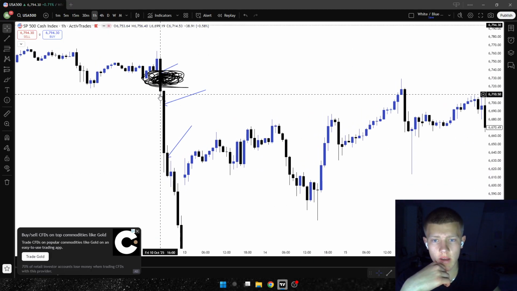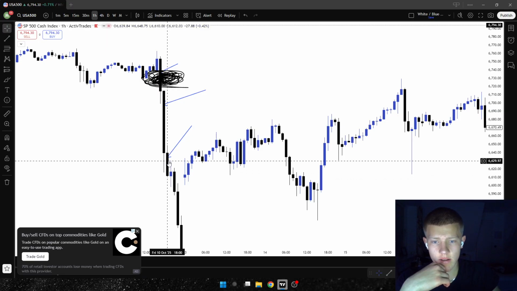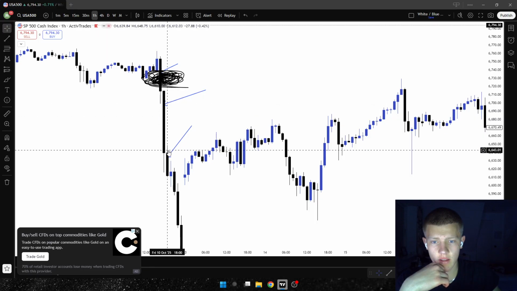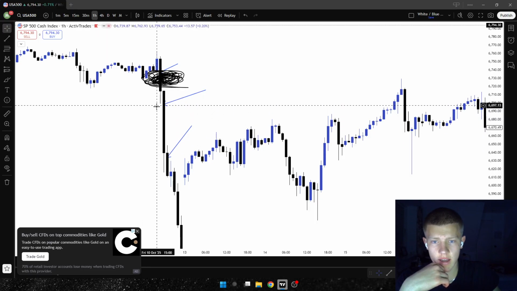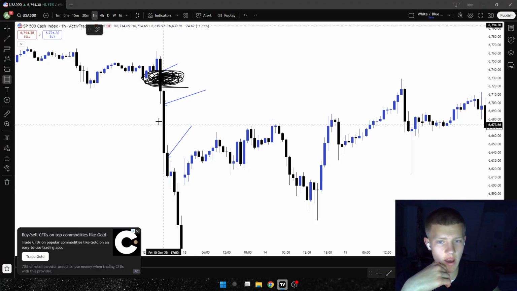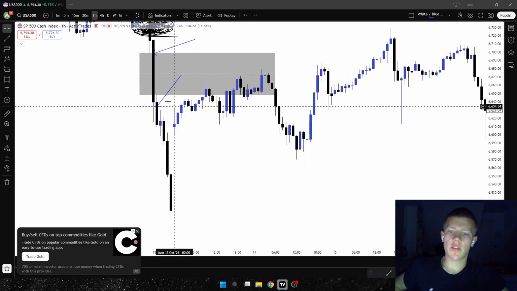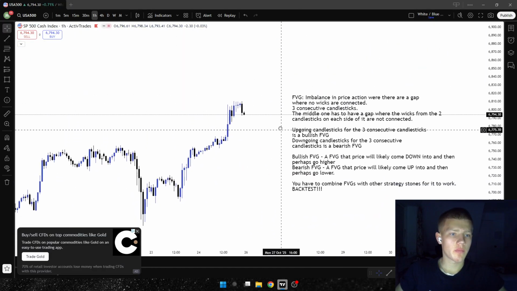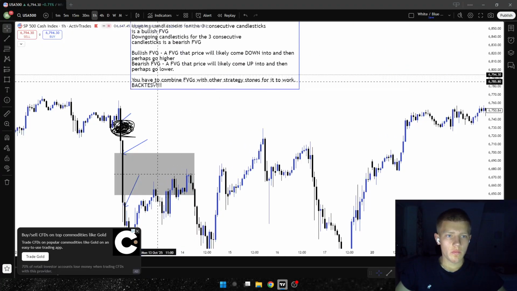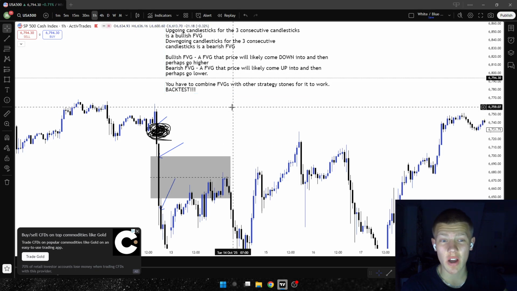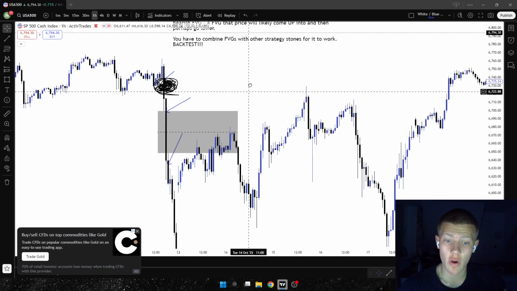You have 1 candlestick, 2 candlesticks, 3 candlesticks. You can see the bottom wick of the one on the left and the top wick of the one on the right are not connected. This means that we have a fair value gap. Boom. Now, if it was a bearish fair value gap, it is a fair value gap that price will likely come up into and then perhaps go lower.